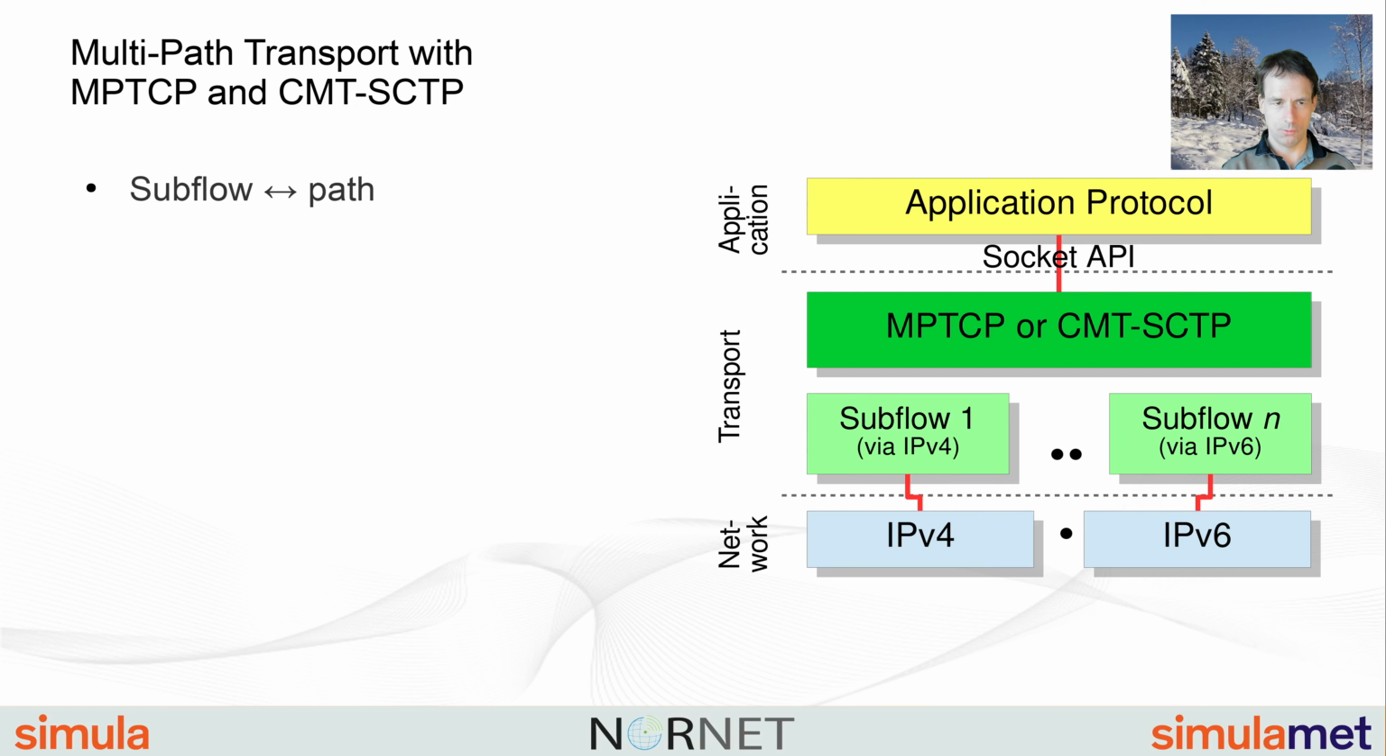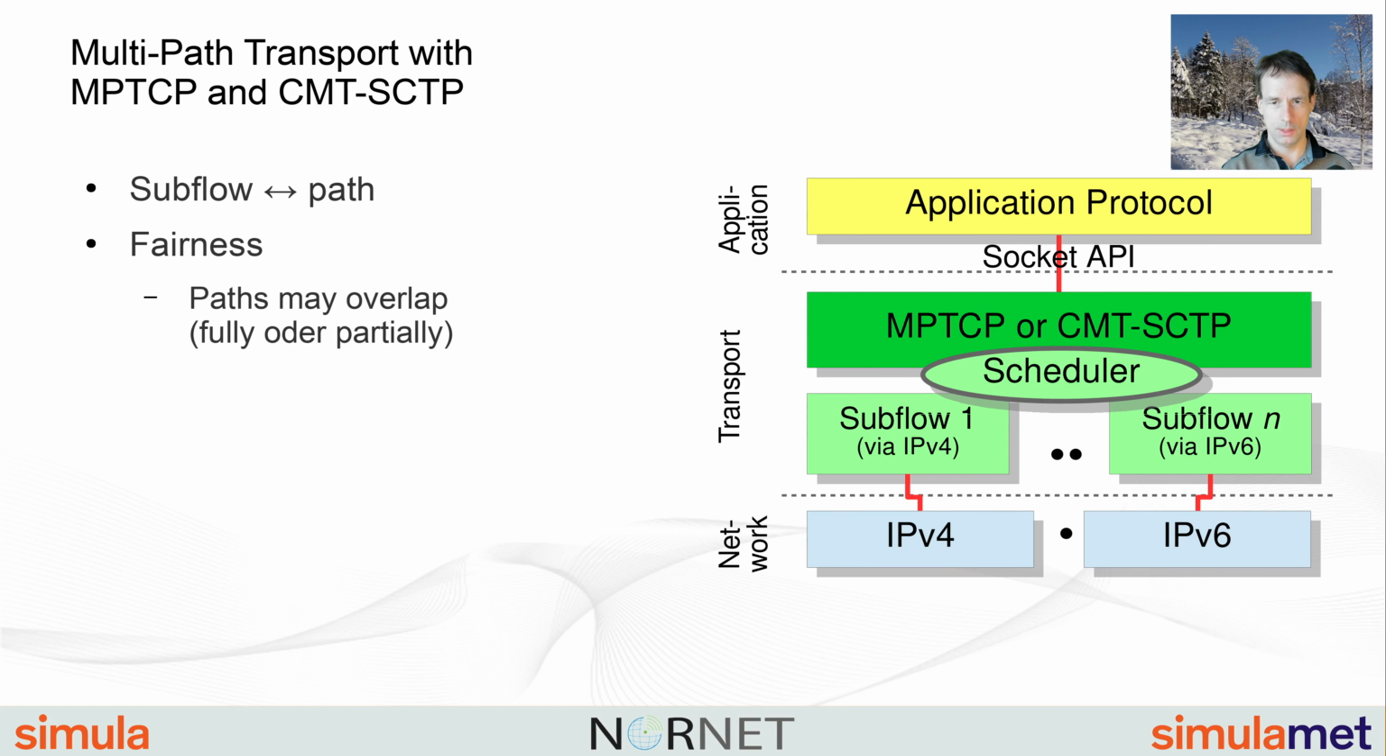So now you have subflows, but you still need some decision about which subflow to use for a certain segment of payload data. And this is the scheduler. So far so simple, but of course there are some challenges. The particular challenge of multipath transport is fairness.